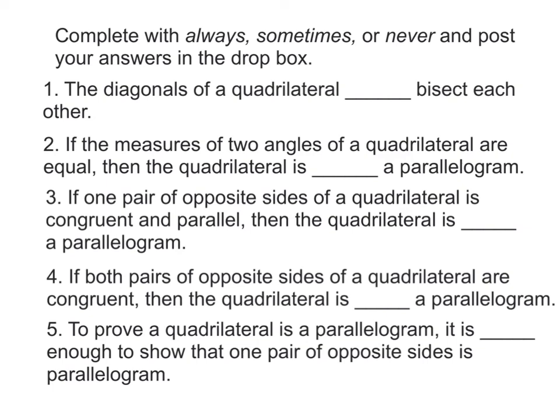4, if both pairs of opposite sides of a quadrilateral are congruent, then the quadrilateral is always, sometimes, or never a parallelogram. And then the last is 5, to prove a quadrilateral is a parallelogram, it is enough to show that one pair of opposite sides is a parallelogram. So figure out what the answers are for each of these and post them in the drop box. Thank you.